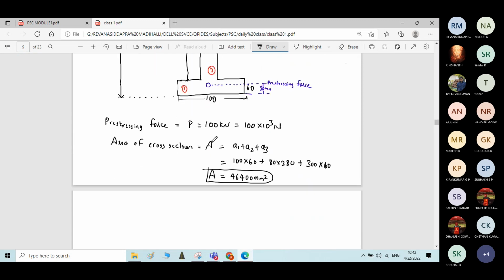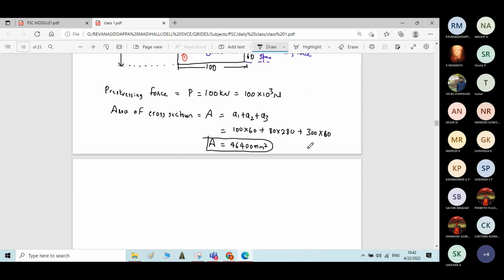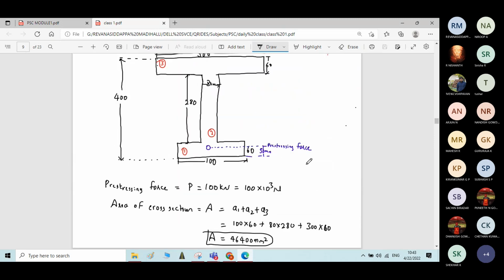Then P is over, A is over. Then what next is required? You require the section modulus, correct? Section modulus is calculated as I by Y, where I is moment of inertia, Y is the distance of centroidal axis from the bottom or from the top of the web.